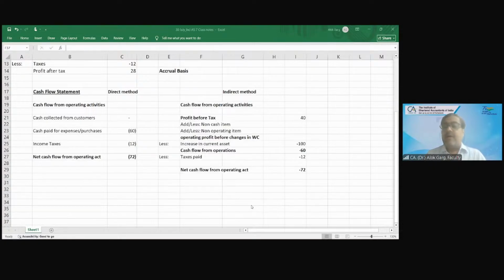Fixed asset sold, PPE sold: operating or investing? Investing, because the business is not to sell the PPE. PPE is something which is held for the future economic benefit of the entity. If somebody is into the business of selling fixed assets, then it is no more a fixed asset; it will become inventory. So sale of PPE is investing activity. Purchase of PPE is investing activity.